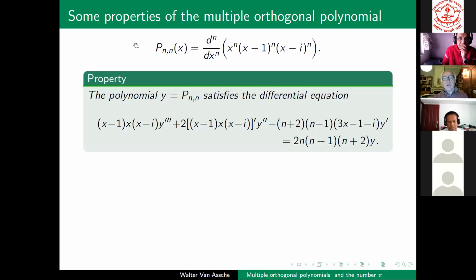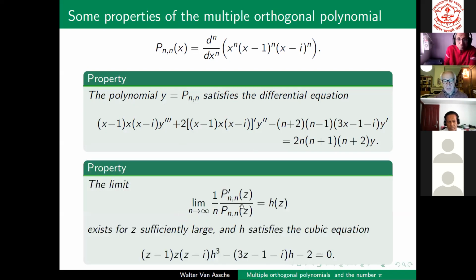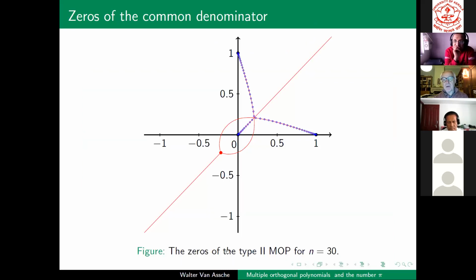This polynomial satisfies again such a Rodrigues type formula. It satisfies a differential equation. You can get the asymptotic behavior of this rational expression, which is going to be a function h that satisfies a cubic equation. And you can figure out where the zeros of this polynomial are going to be. So they're going to be on very special curves.